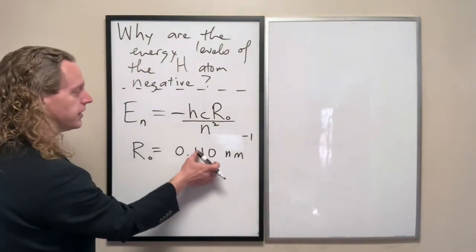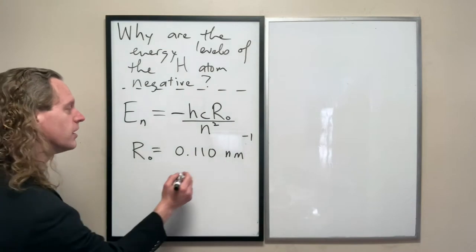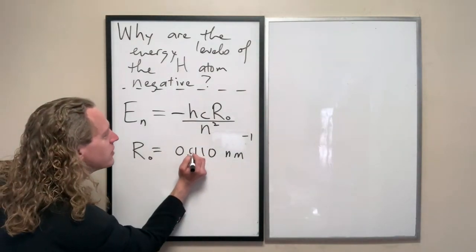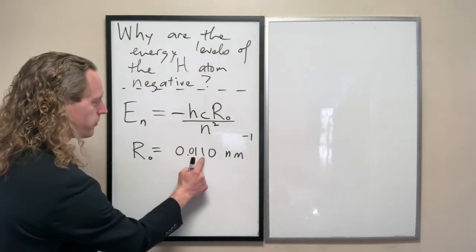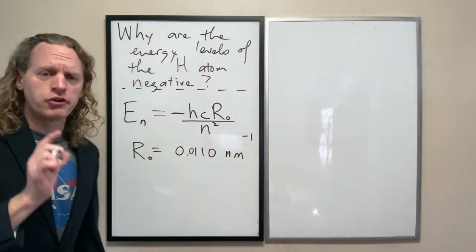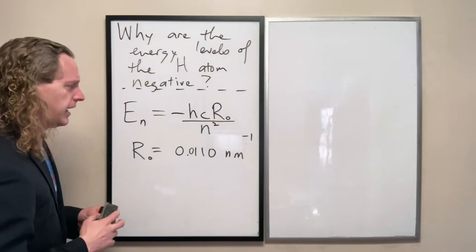Secondly, this constant is wrong as well. There actually needs to be a zero there. So 0.0100. And really the better way to think of that though.